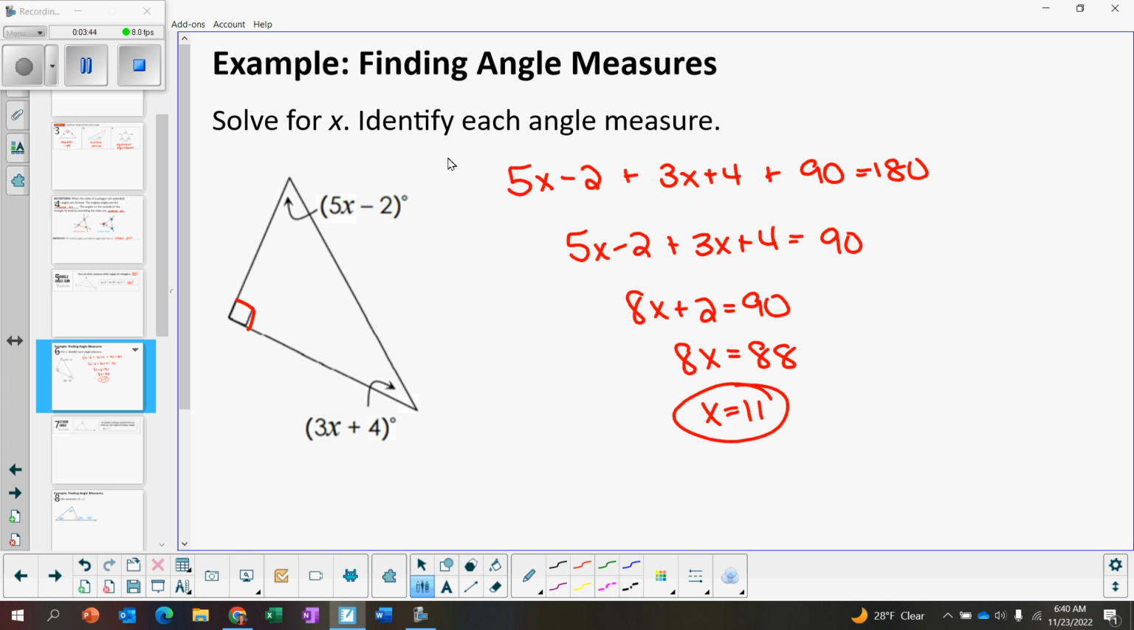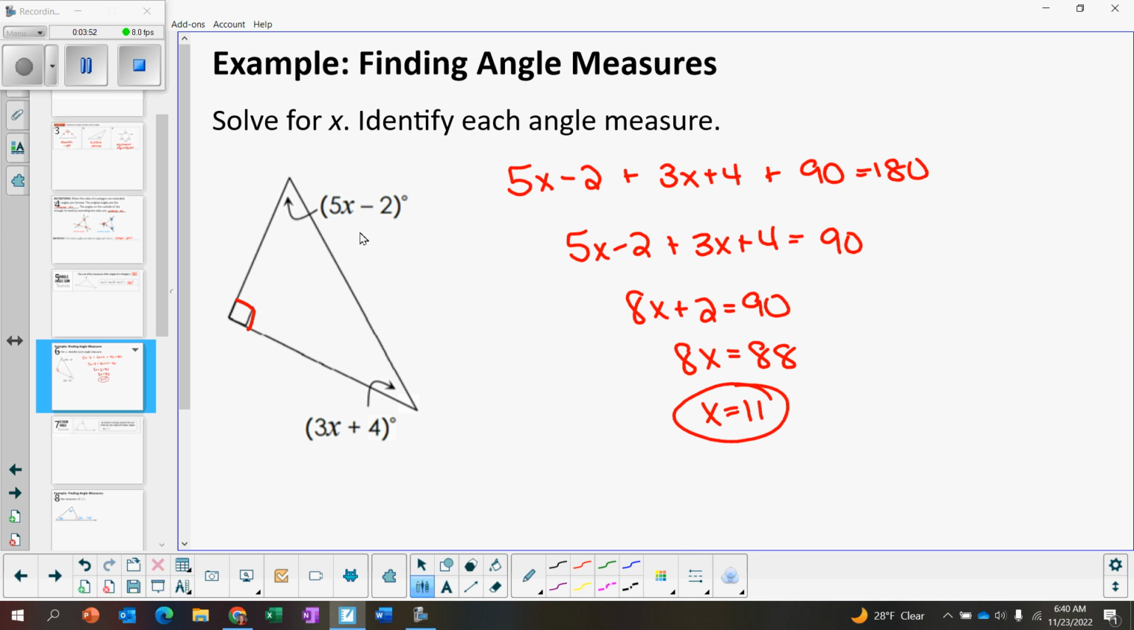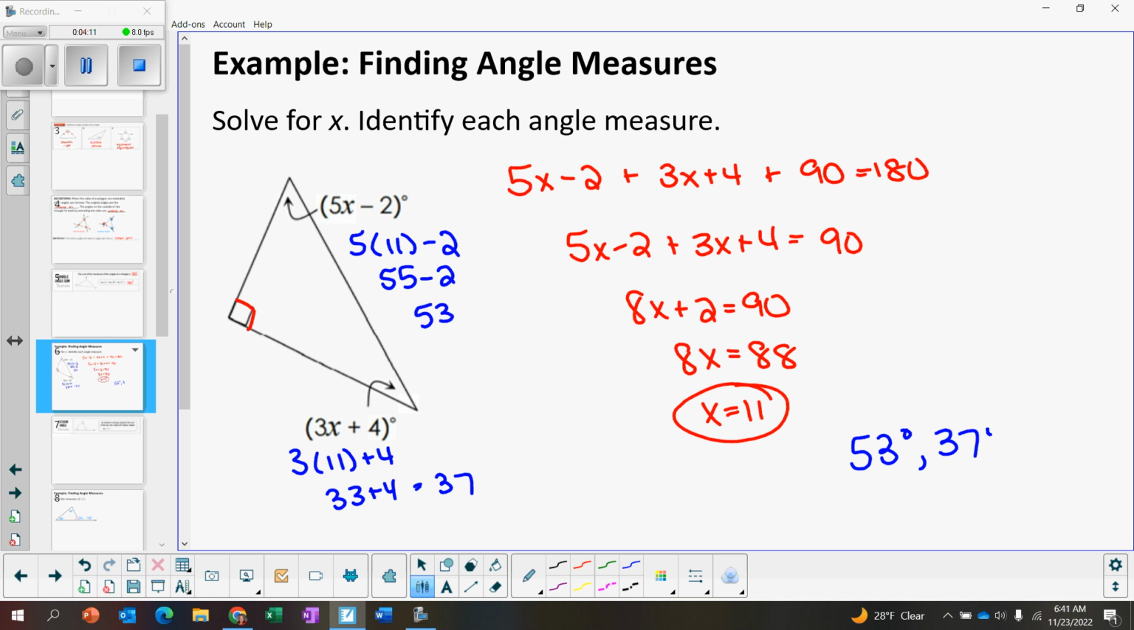And now we want to find each angle measure. We already know that one's 90. So I'm going to put 11 in here. So we have 5 times 11 minus 2. 55 minus 2 is 53. And then we have 3 times 11 plus 4. 33 plus 4 is 37. So my angles are 53 degrees and 37 degrees.